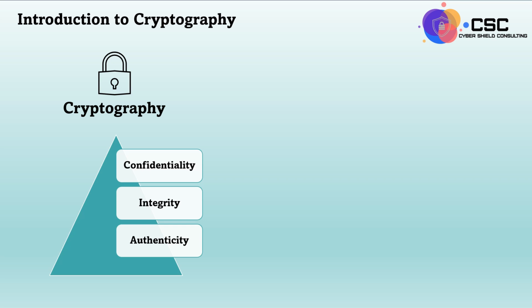Confidentiality ensures the information is accessible only to authorized individuals. Integrity guarantees that the data remains unchanged and trustworthy. Authenticity confirms that the source of the information is legitimate and verifiable.